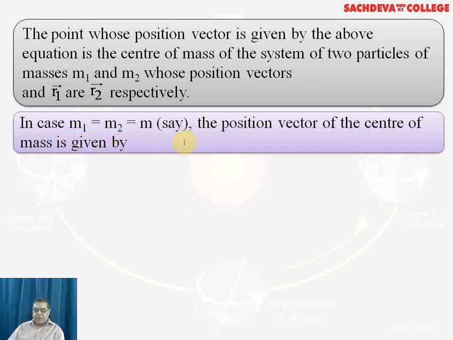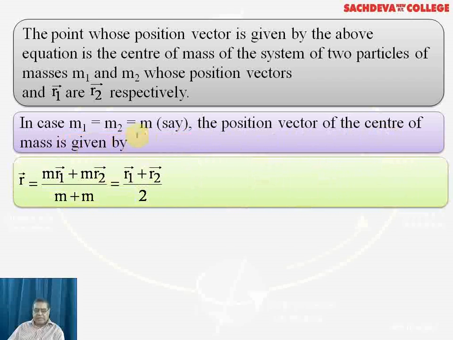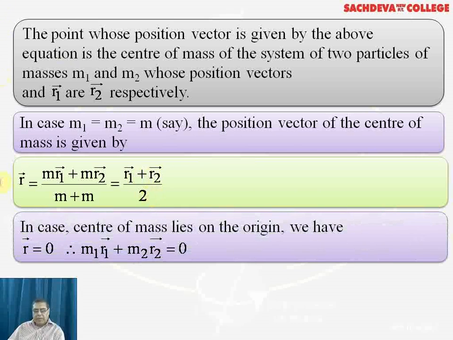The position vector of the center of mass is now given as, wherever we had written M1, M2, we are writing simply M. So position vector R is equal to (M R1 plus M R2) divided by (M plus M), and that is equal to (R1 plus R2) divided by 2. M is taken out common from the numerator and the denominator becomes 2M. M will cancel off and we get the net result, position vector R1 plus position vector R2 divided by 2. Now in case the center of mass lies on the origin.